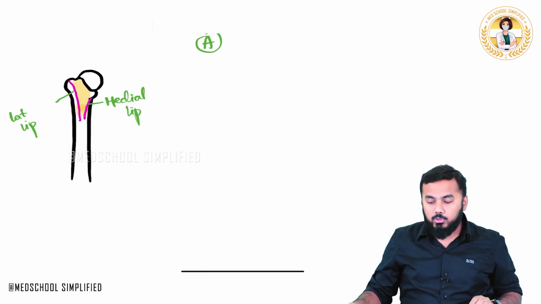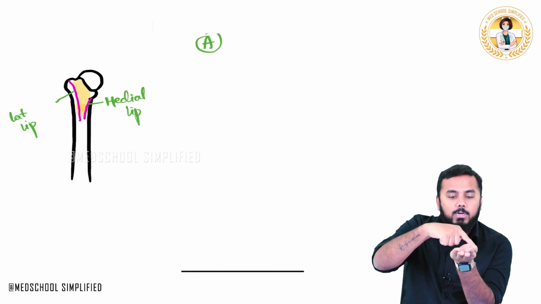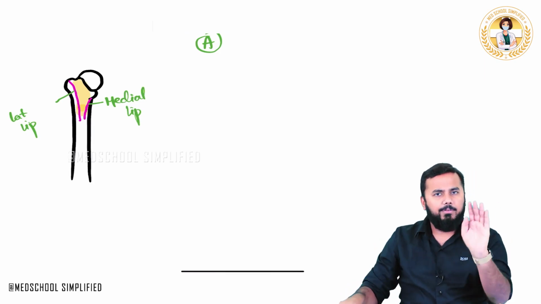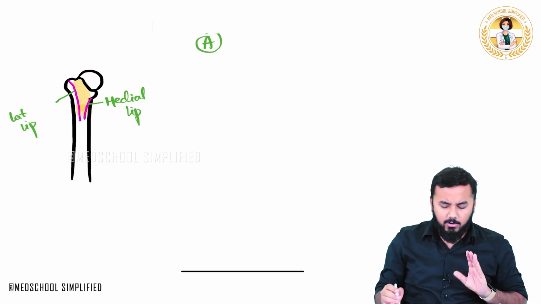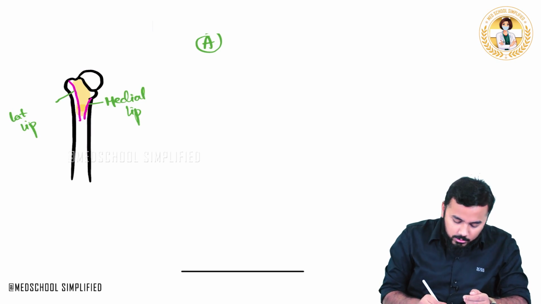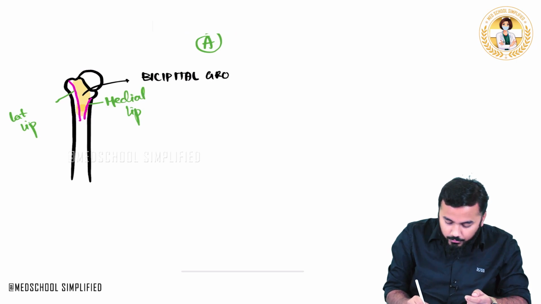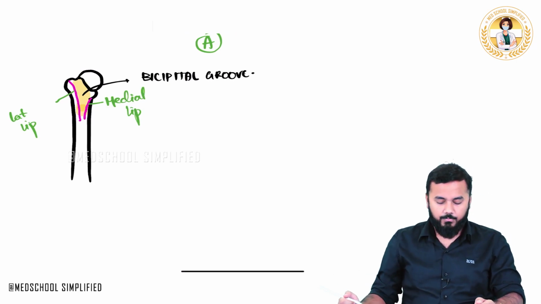This is called the bicipital groove. So actually the bicipital groove is like this, right? This is the groove. It has got a lateral lip, it has got a medial lip. I told you this long ago itself, but for whoever is listening to this lecture for the first time, it would be clear for you. So this is your bicipital groove.